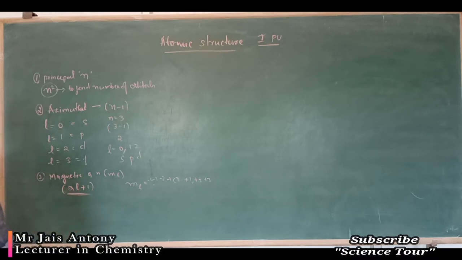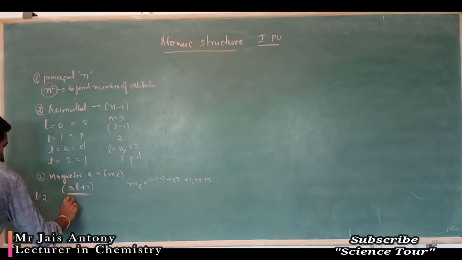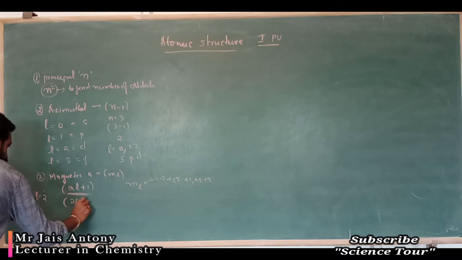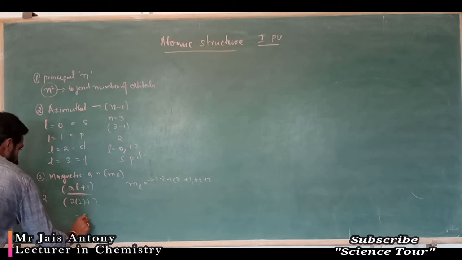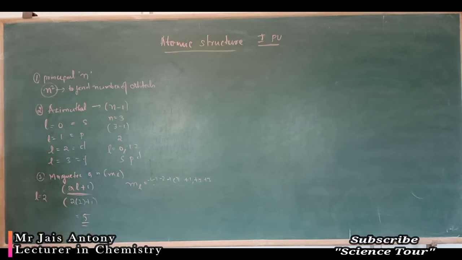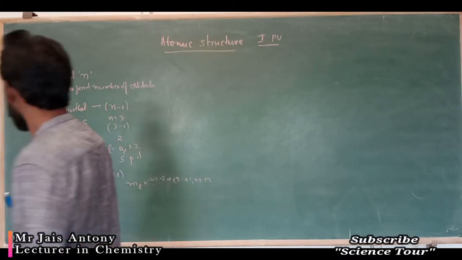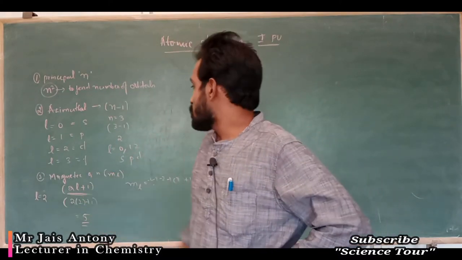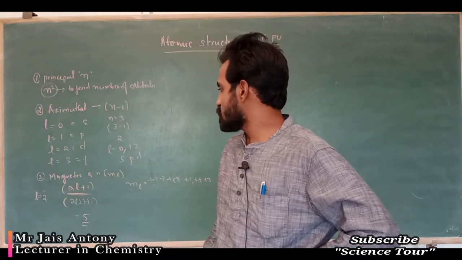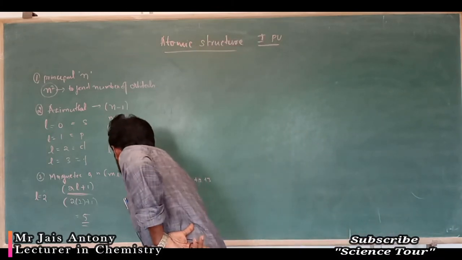2L plus 1. Imagine L value is 2. So we substitute the L value 2. Then 2 into 2 plus 1 gives how much? 4 plus 1, 5. That means 5 orbitals are possible. Like that you write. Understood? 2L plus 1.